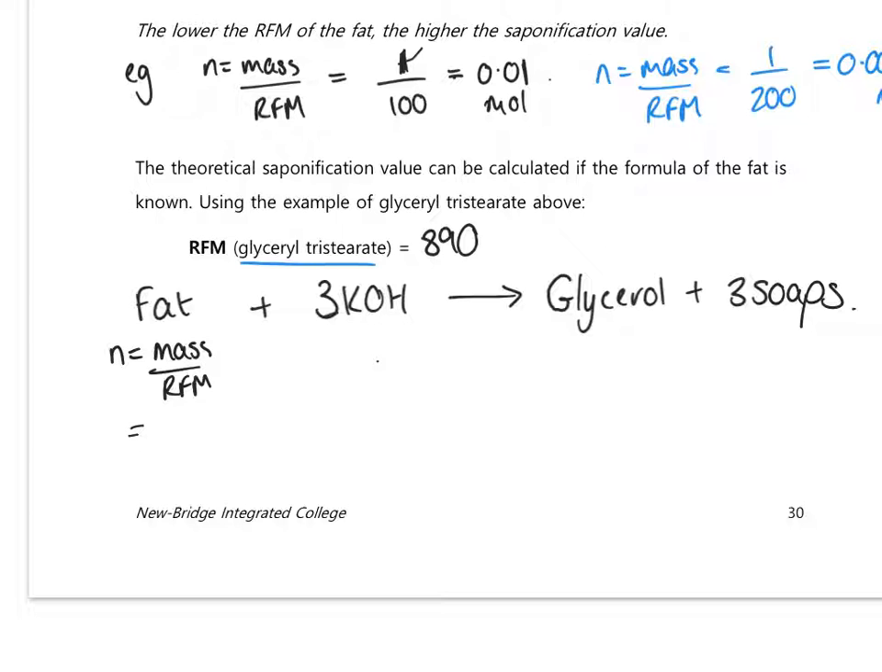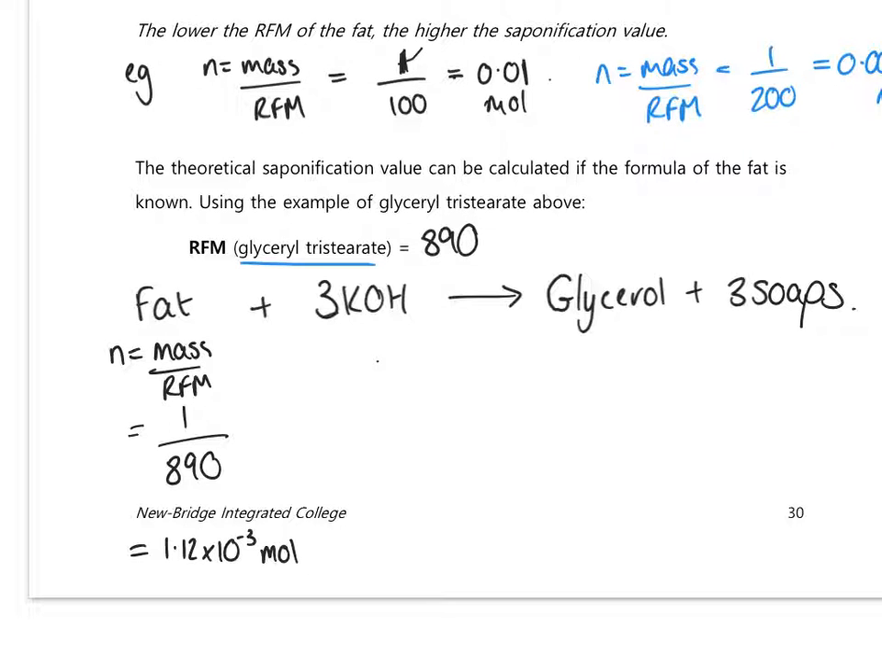What's my mass? 1, because it's the mass of potassium hydroxide for 1 gram of fat or oil. What's my RFM? 890. That works out as 1.12 times 10 to the minus 3 moles.